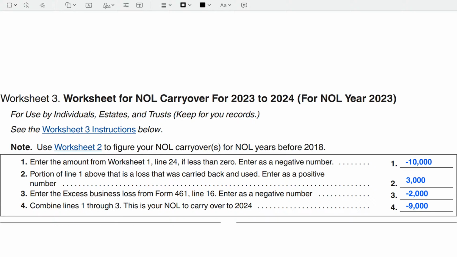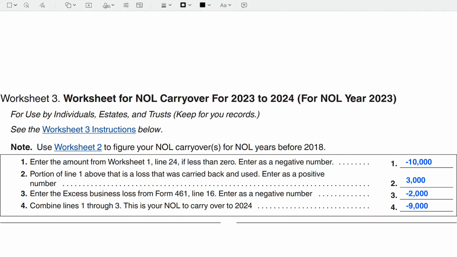It's a fairly straightforward worksheet, so we're going to go through it fairly briefly. However, there are a couple of things that you should note. So you're going to need to have calculated your excess business loss on IRS Form 461, line 16. That's the amount that you would enter on Schedule 1 of your tax return as an additional income. So basically, you're disallowing that excess business loss in this year that you've already calculated, and now you're going to push that business loss to a future tax year.